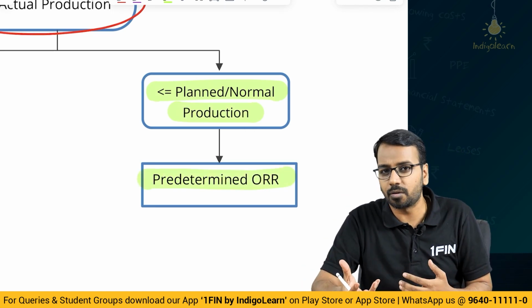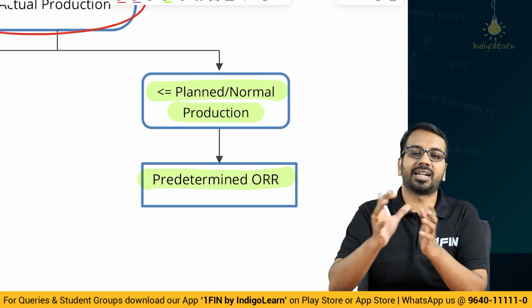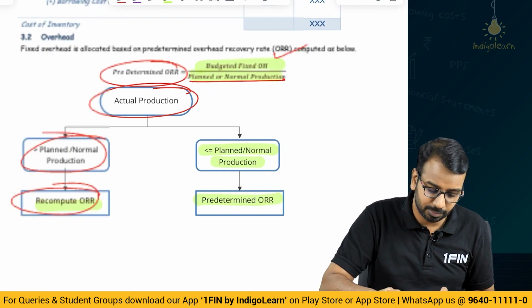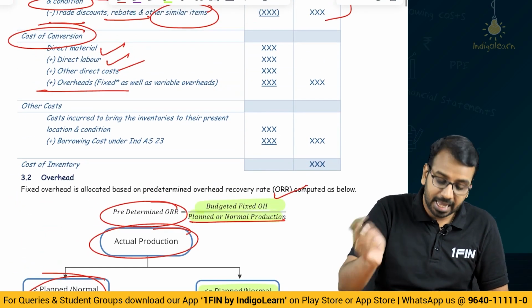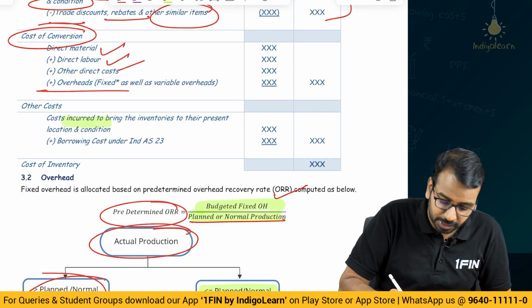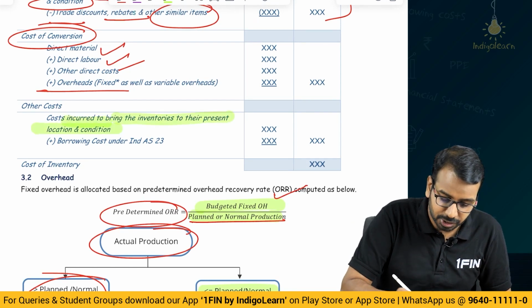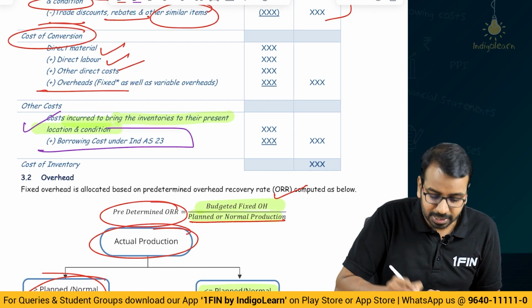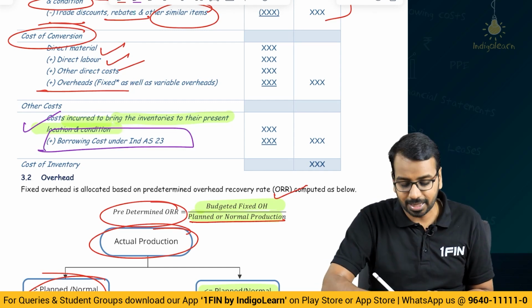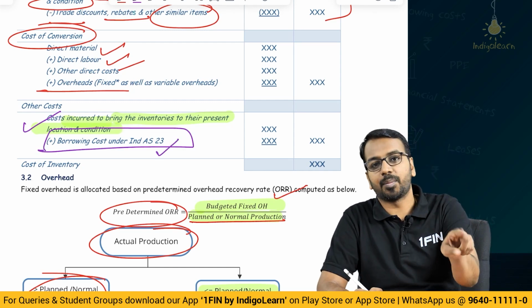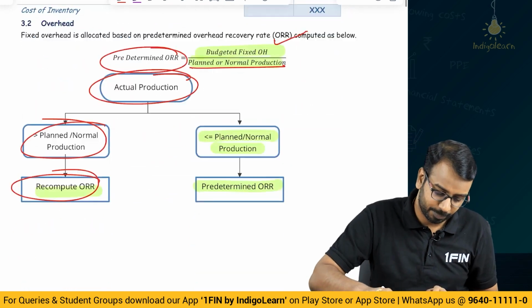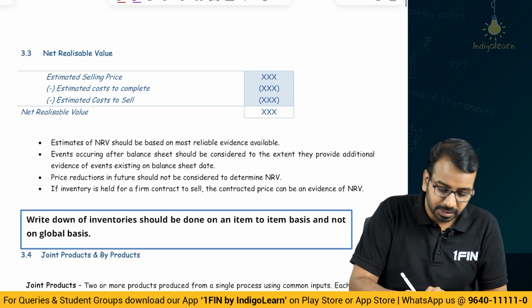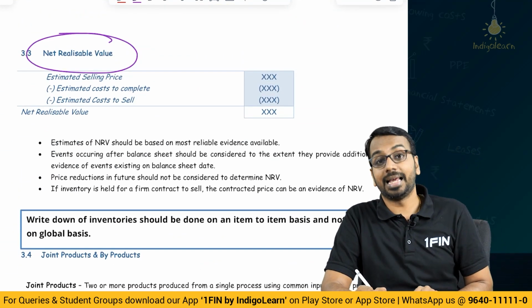Sir, what about the balance overhead which is not absorbed? That will be transferred to the P&L. So this is one important thing that you have to keep in mind. Then any other cost which is incurred to bring the inventories to present condition and location will be a part of cost of inventory. And borrowing cost, if it is a qualifying asset, then as per Ind AS 23, we will capitalize the borrowing cost as well. Okay. Then the next thing we need to compute is net realizable value.